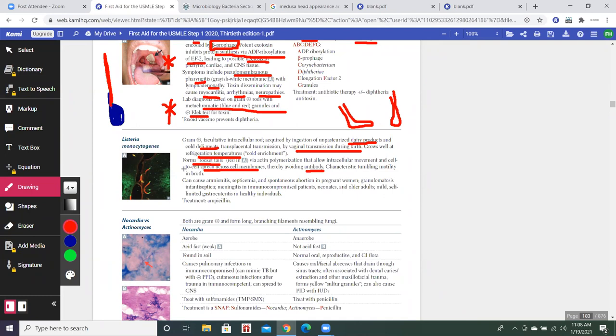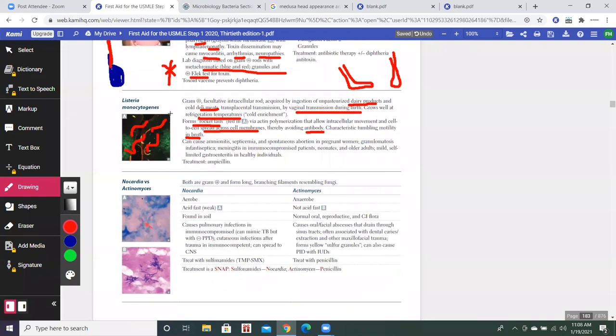They have a characteristic tumbling motility in broth. That is, they keep on moving like this, almost like a wave. The infections caused by listeria are amnionitis, septicemia, and spontaneous abortion. The most common presentation is amnionitis and septicemia in pregnant women after eating deli food. This is very, very high yield. So cold deli meat products are one giveaway. Amnionitis and septicemia, especially in pregnant women, are very, very common with listeria infections.